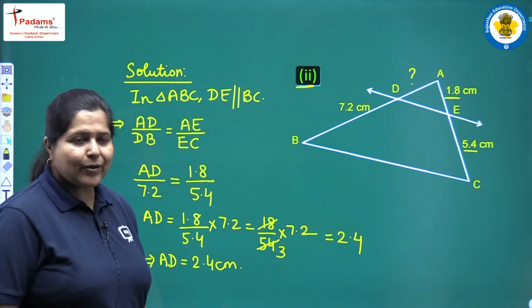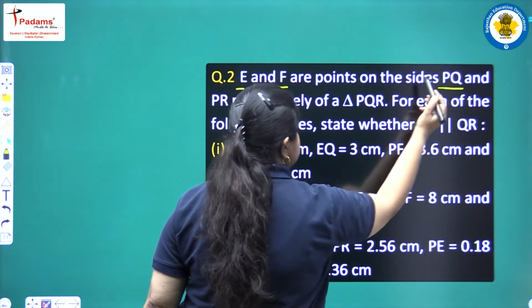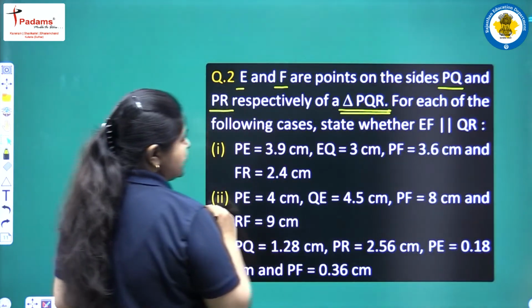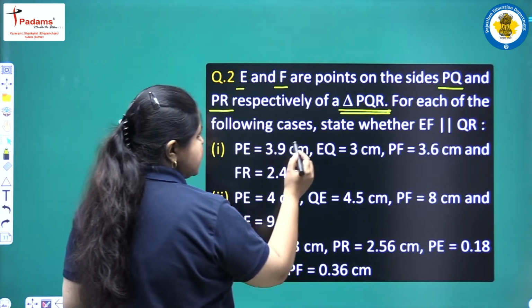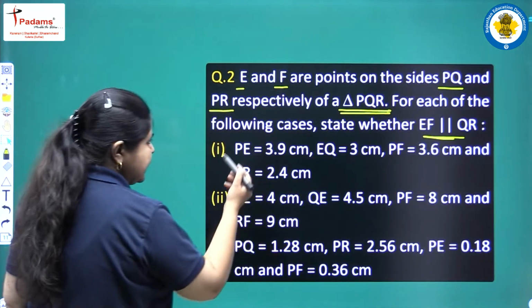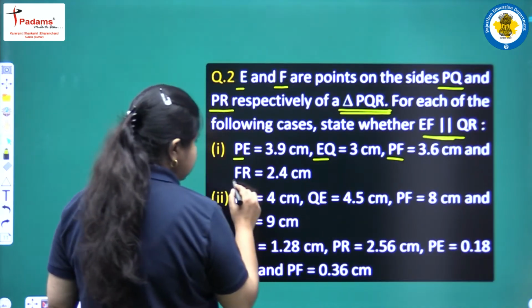Okay, next we take question 2. E and F are points on the sides PQ and PR respectively of a triangle PQR. For each of the following cases, state whether EF is parallel to QR or not. Here we have been given some measurements PE, EQ, PF, then FR.